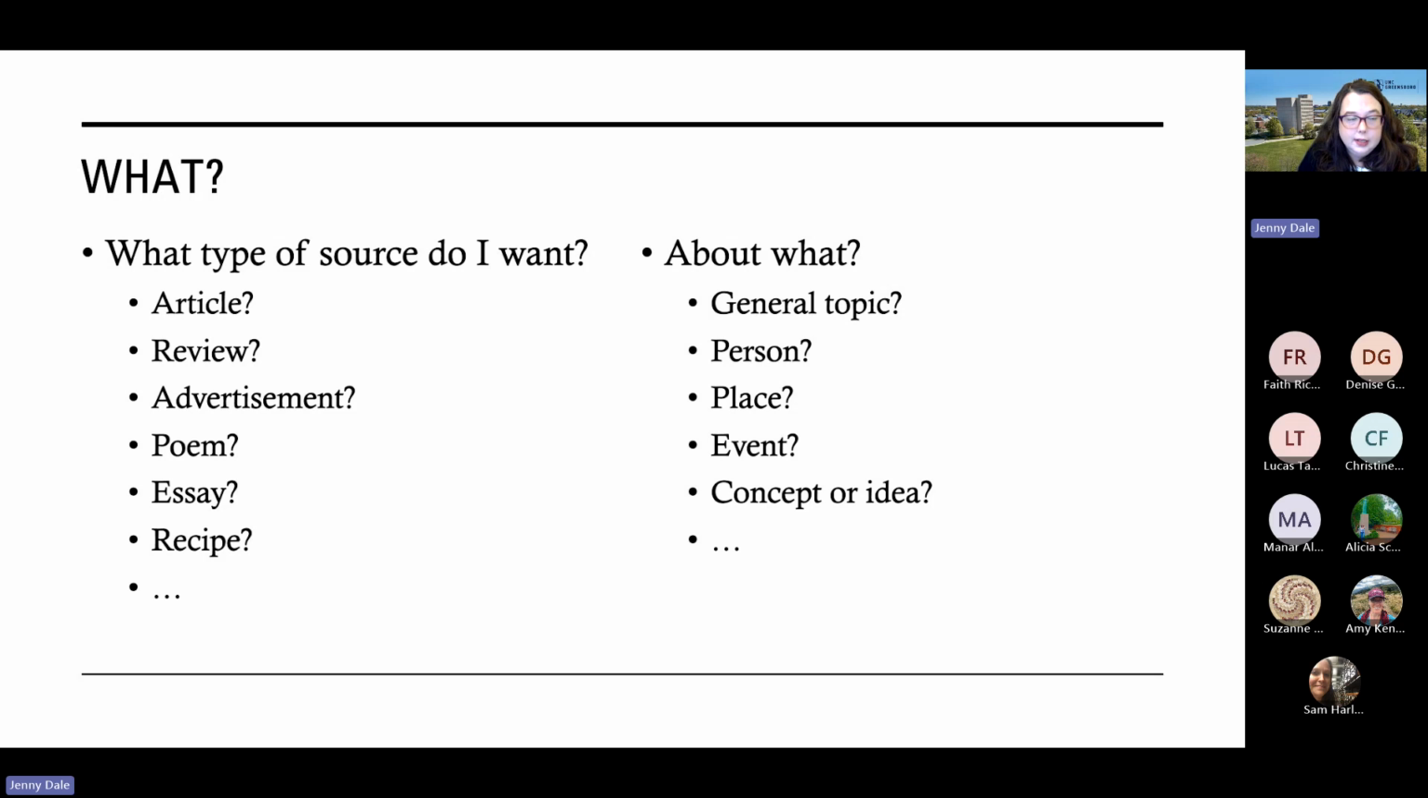So in terms of the what, you can think about this in a few different ways. To me, the two most important what questions are, what type of source do I want, as in sort of the format? Do I want an article? Do I want a review? Am I looking for an original piece of literature like a poem or a story? Advertisements, essays, recipes, all kinds of other things that we can find in some of these databases. And many of them, particularly the ones that include a lot of different source types, will let you do some limiting to specific formats.